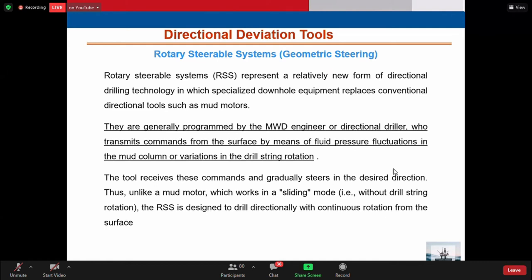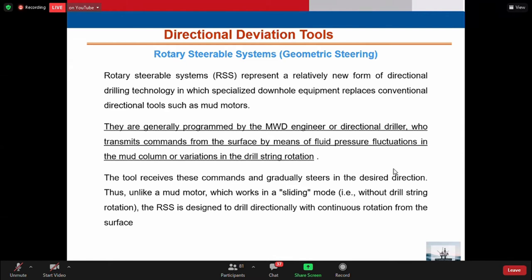The rotary steerable system tool receives these commands for the desired direction or the desired inclination from the surface. And this, unlike the mud motors, allows the rotation of the whole drill string. It does not allow only the rotation of the drill bit, it allows rotation of the drill string.